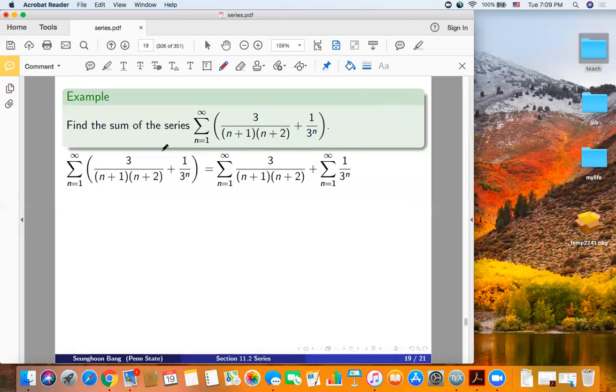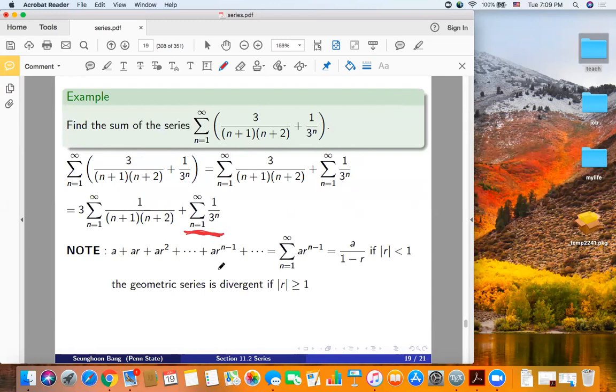Here, what's the best way? Yes, distribute the summation. So for the first one, how can you calculate? Take out 3, so we have this form. For the second one, we use a geometric series. You plug in 1 like this, plug in 2 like this, plug in 3 like this. So it's exactly a geometric series. What is a? For the second series, what is a? Yep, 1/3. What is r?